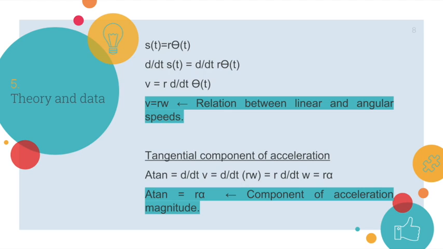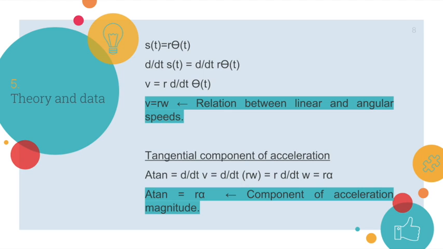The theory and data we used for this project were the following functions. s(t) equals radius times theta(t). The derivative of s(t) equals the derivative of radius times theta(t). v equals radius times the derivative of theta(t). v equals r w, the relationship between linear and angular speeds.